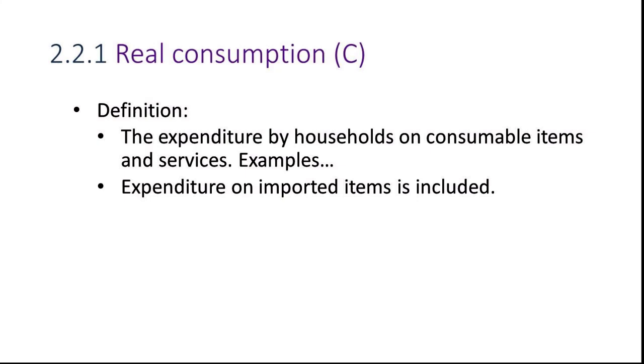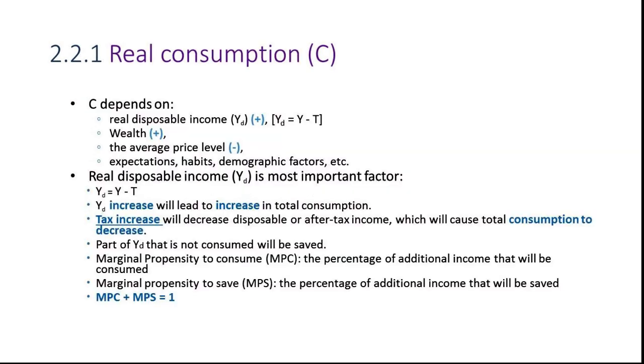Now, the definition is that we are looking specifically at expenditure by households on consumable items. Those include goods and services. Now, the book explains this at great length, and it's worth having a look at how expenditure is measured. Now, for our purposes, we are focusing on expenditure on final goods and services.